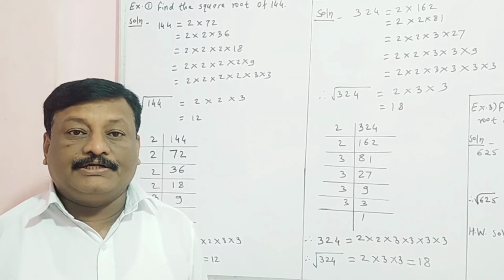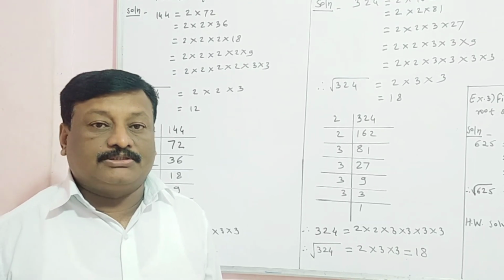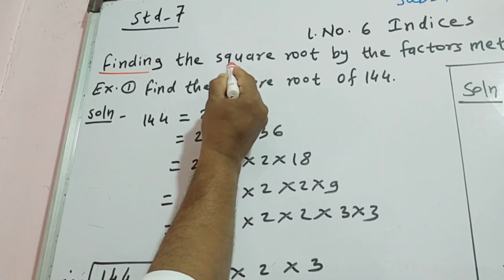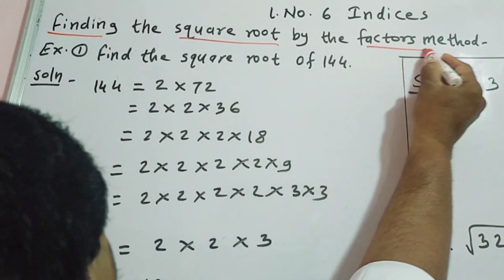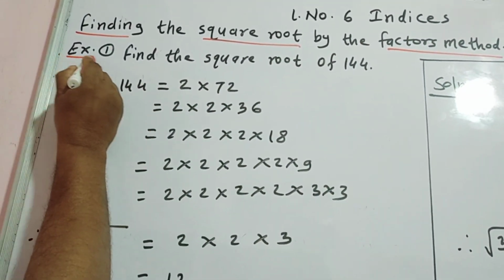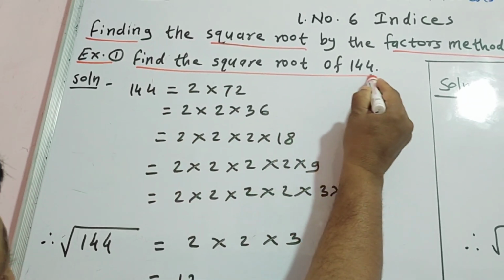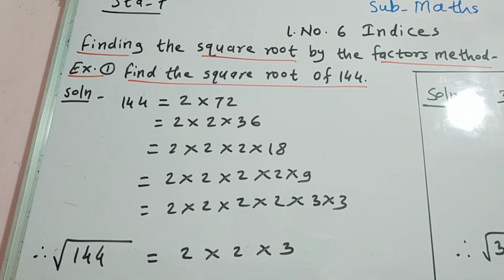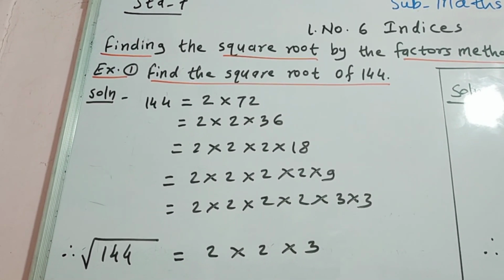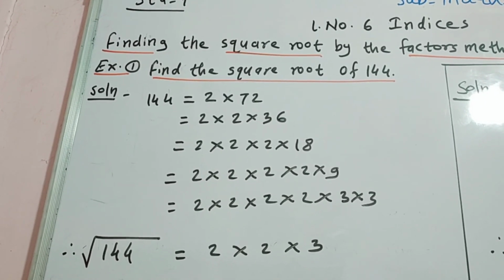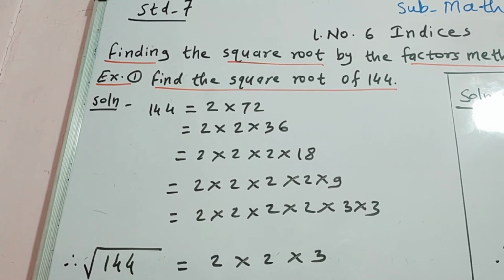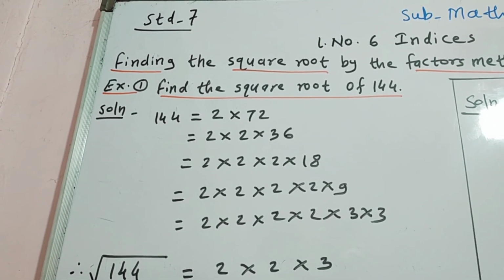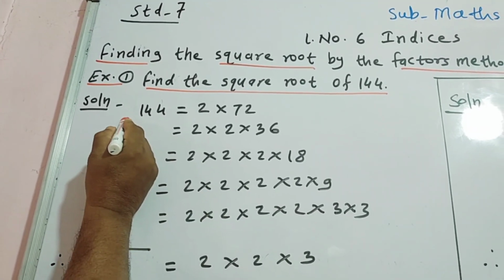Now we will find square root by factors method. Finding square root by the factors method. First example is find the square root of 144. Now we can find factors of 144 by horizontal method and by vertical method. First we will find by horizontal method.